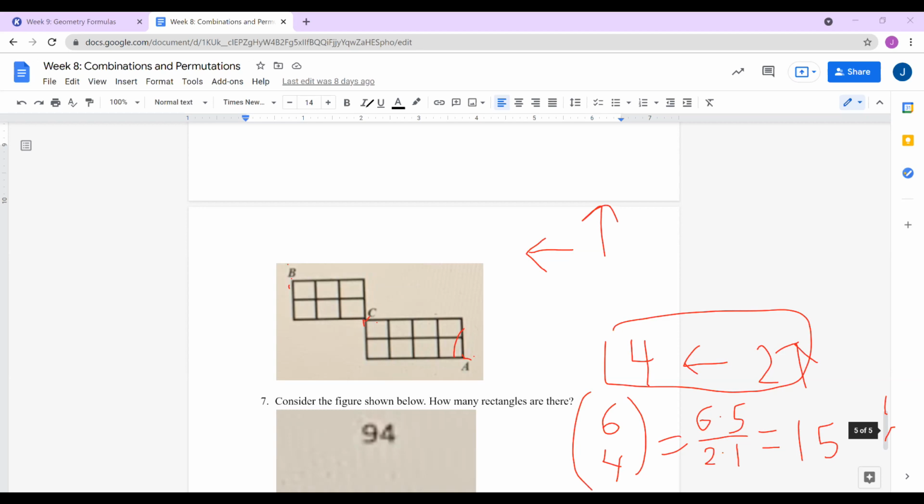Wait, I have a question. Yeah, how did you get 4 for the Tuesday? For which step? The 6 choose 4. How did you get 4? Oh, because there's 4 left arrows.